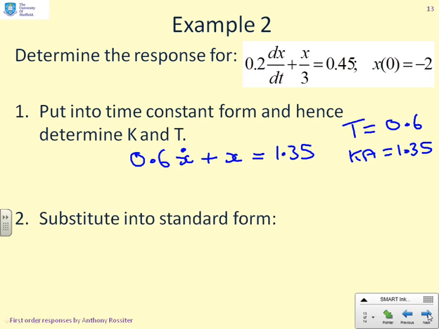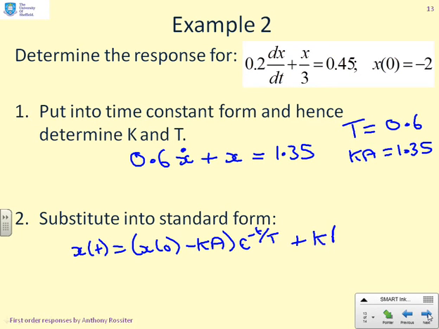So next I can write down the solution in its standard form. So I've got x of t equals (x of 0 minus kA) e to the minus time over capital T plus kA. And now put in the values. So I've got (minus 2 minus 1.35) e to the minus t over 0.6 plus 1.35.